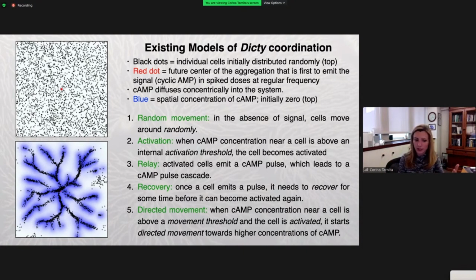We know that what they need is cyclic AMP. We know that there is some threshold for the activation of each cell. We know that there is some sort of relay mechanism that gets cells to emit a pulse and create this pulse cascade. We know that there is some sort of recovery time. And we know that there is some sort of gradient that is being established that leads to a directed movement towards the center of aggregation.